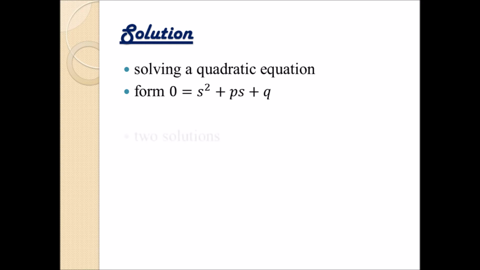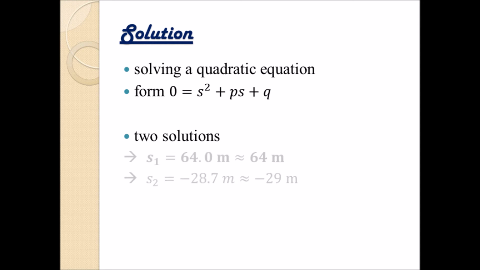We know that there will be two solutions, s1 and s2, and it comes from this mathematical construct that the solution of any equation that's given like this, where the solution then is s1 and 2 equals minus p over 2 plus minus the square root of p squared divided by 4 minus q. And we can then simply put all our given values in their basic units again into this solution, and what we get is that S1 equals 64.0 meters, which is 64 meters, and on the other hand S2 equals minus 28.7 meters, which is approximately minus 29 meters.